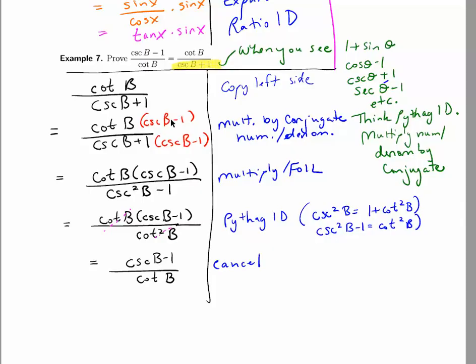So when we multiply here on example 7, the conjugate of cosecant b plus 1 is cosecant b minus 1. You multiply numerator and denominator by that conjugate. When you multiply out the denominator, you get cosecant squared b minus 1. That leads us back to the Pythagorean identity. Here's the actual Pythagorean identity. And so if you subtract 1 from both sides of it, you get cosecant squared b minus 1 would equal cotangent squared b.